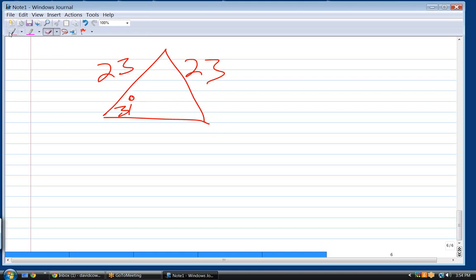In other words, we're looking at an isosceles triangle, and not only do two sides have to be the same, but the two angles opposite those sides have to be the same. What's this angle right here? It is 118.